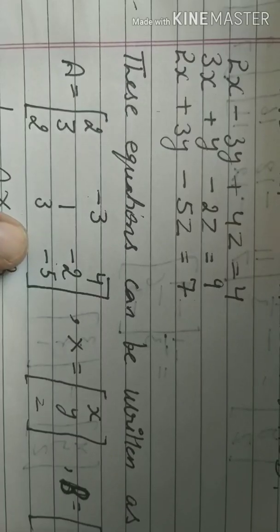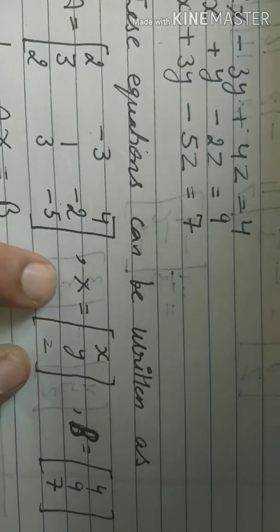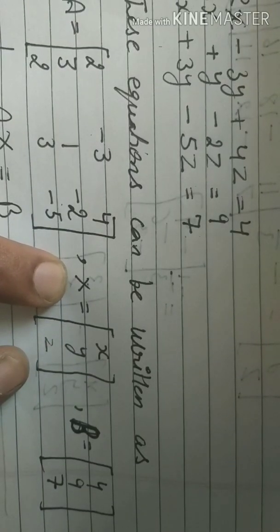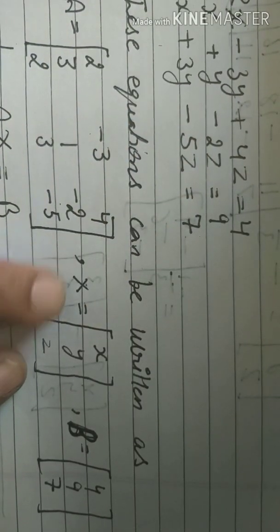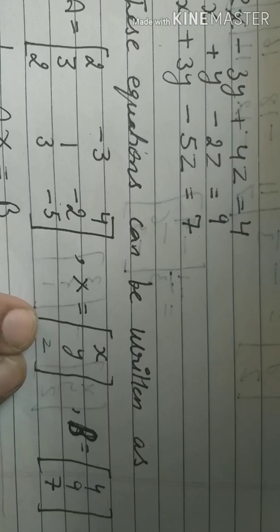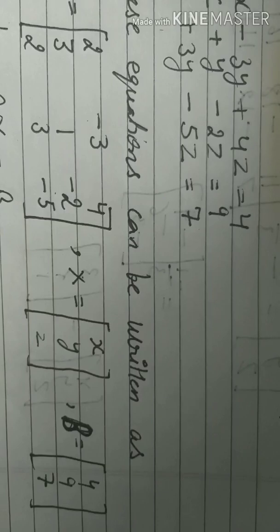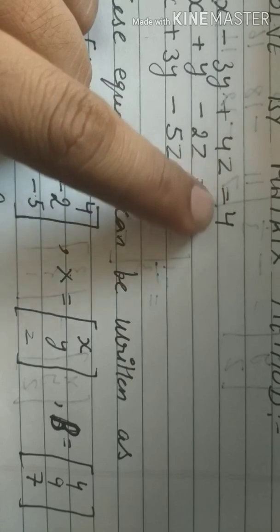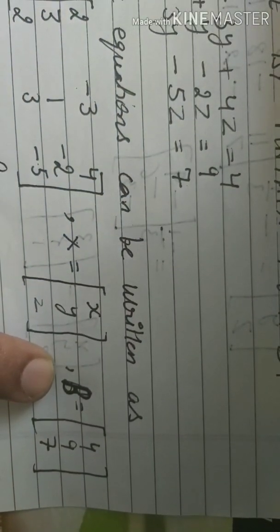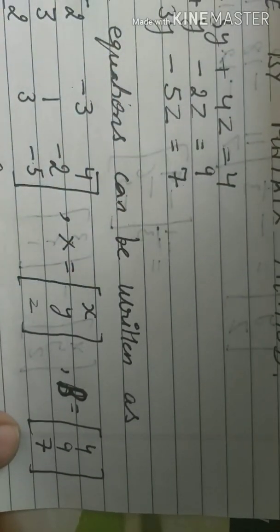That is the A matrix, and using the variables we make the capital X matrix. The variables in the equations are x, y, z, so we write a column matrix X with the variables. After the equal-to sign in the equations we get 4, 9, 7. So we write the B matrix with these elements, and that is also a column matrix.